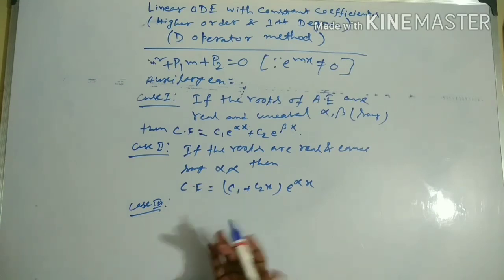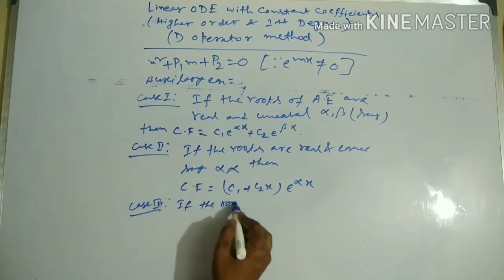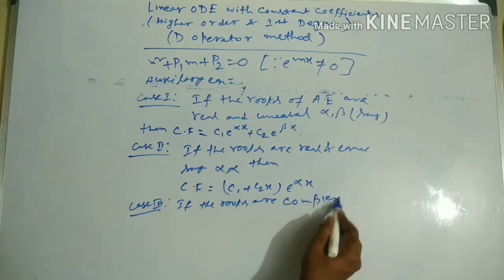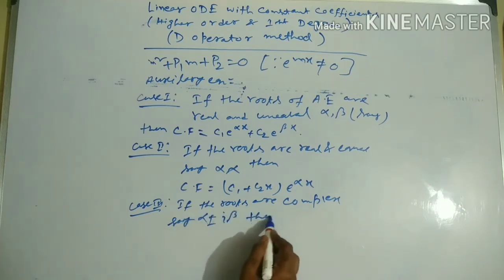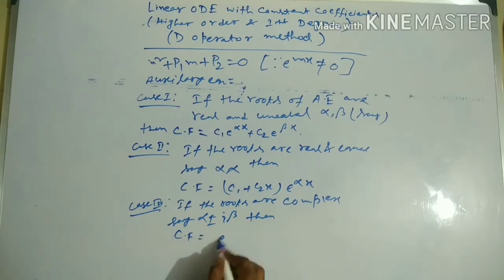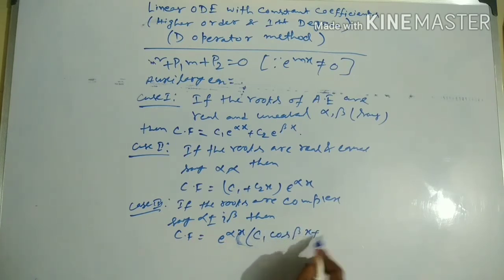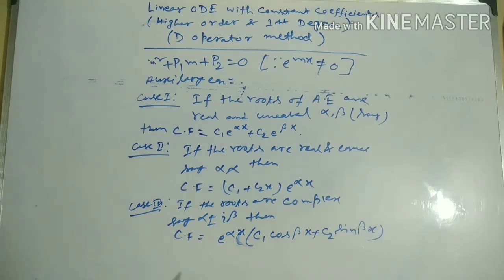And the last case is the last nature of the roots. We have taken all the types of real roots, so the remaining nature is obviously that the roots will be complex. If the roots are complex, say alpha plus minus i beta, then CF will be e to the power alpha x into C1 cos beta x plus C2 sin beta x. This is the form when the roots will be complex.